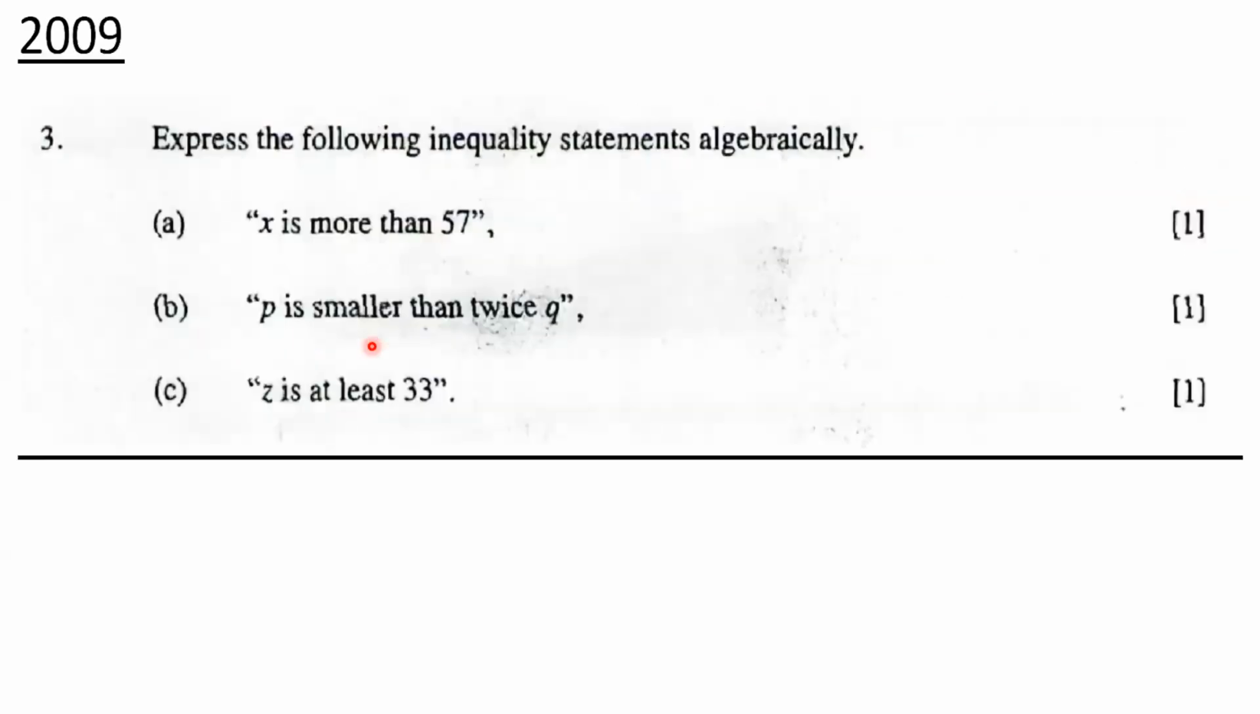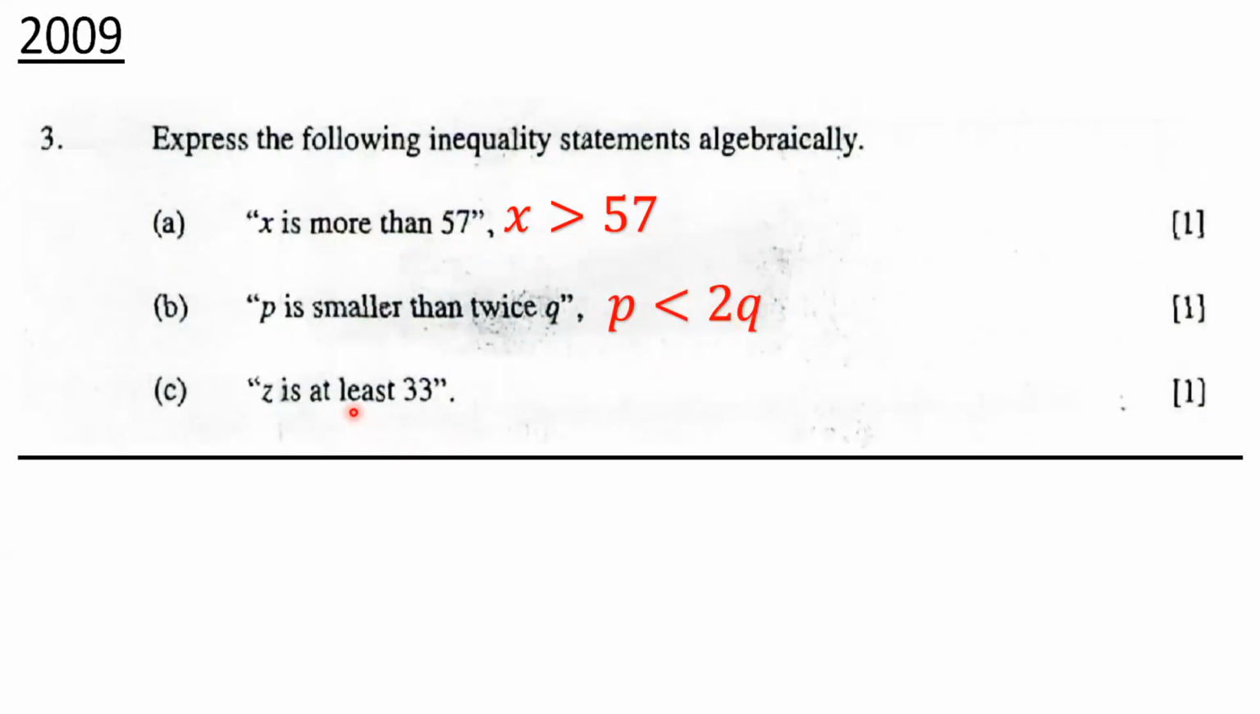Moving right along, we have this one. It says express the following inequality statements algebraically. X is more than, that's bigger than 57. It's strictly bigger because you don't include it, because it's bigger than, it's more than it. So X is strictly bigger than 57. P is smaller than twice Q. It's smaller, so we cannot put any equal sign. It's not equal to it. P is smaller than twice Q, so 2 times Q.